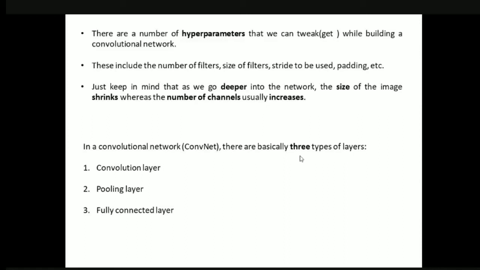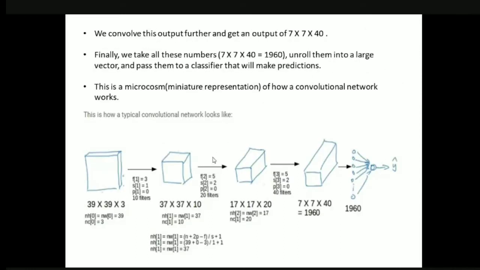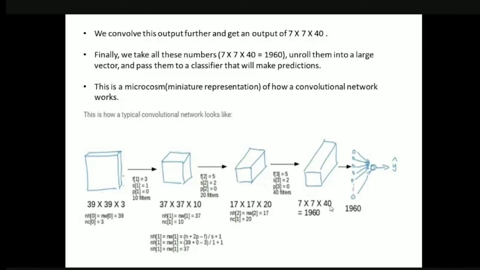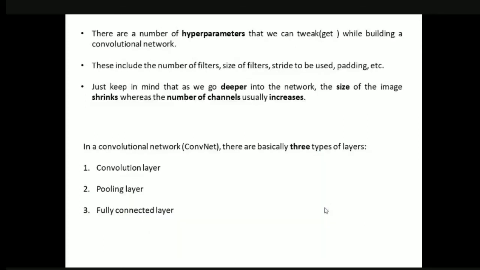If you see here, when we go deeper into the network, the size of the image is shrinking, right? Initially the size of the image is 39 by 39. When you apply the convolution operation, finally you got 7 by 7. So when you go deeper into the network, the size of the image shrinks, whereas the total number of channels increases, right? Initially the total number of channels is 3 and now the total number of channels is 40.